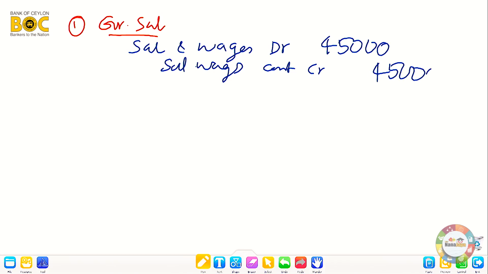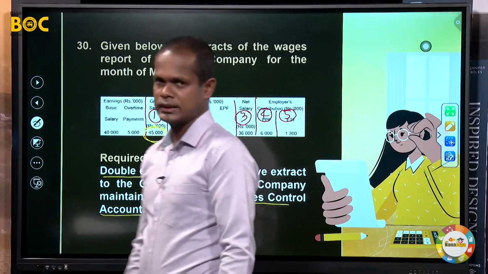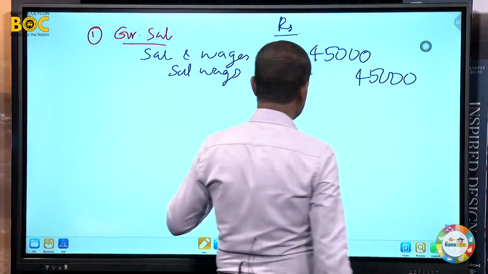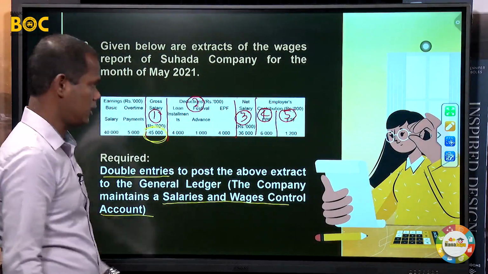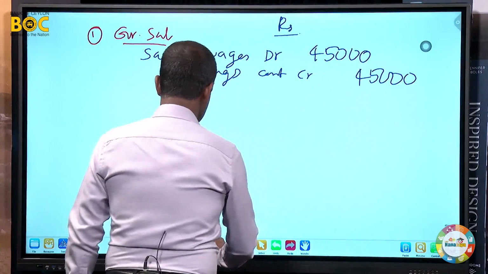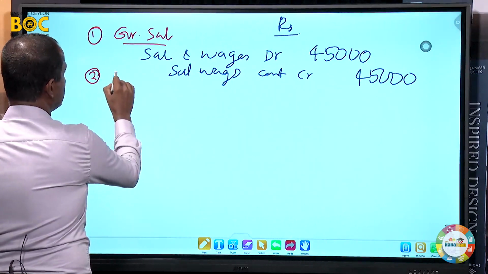The first entry, you debit salaries and wages account debit, salaries and wages control account credit. First entry. And the second entry, deductions. Whatever the number of deductions you have, you pass only one entry. Second entry, deduction from the gross salary.